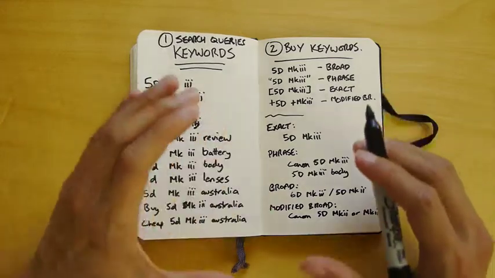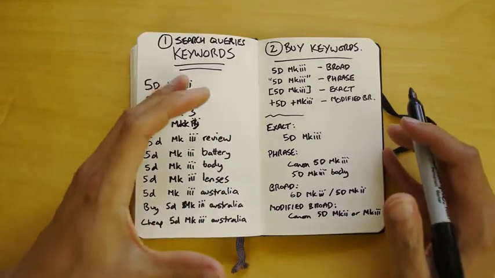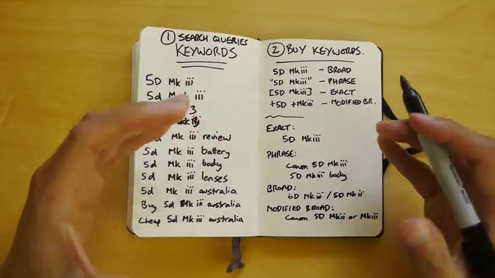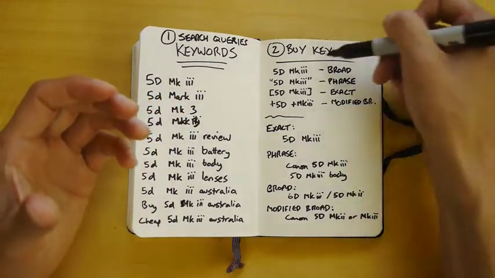I'm not going to go into the different strategies. All I wanted to do in this video was show you the different match types and how they work. And essentially, this is how to buy keywords.